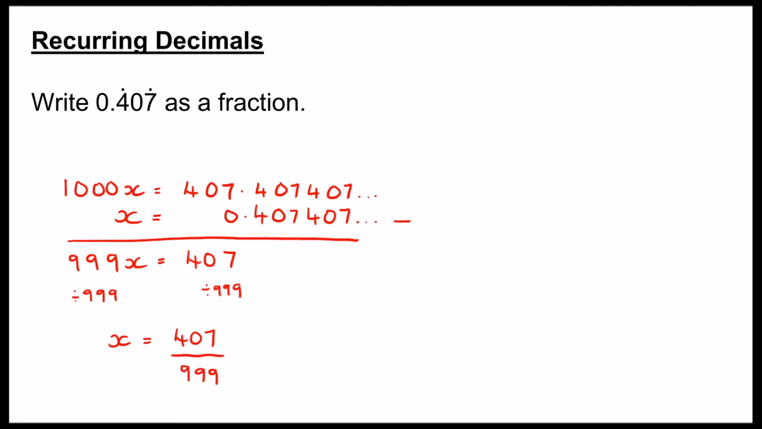Usually this answer will suffice, but if you are asked to simplify it, you could in fact divide the top and bottom by 37 to cancel it down. This would give you a simplified answer of 11 over 27. That therefore means that 0.407 recurring as a fraction would be 11 over 27.